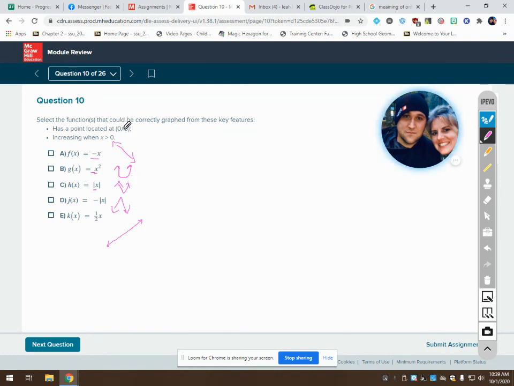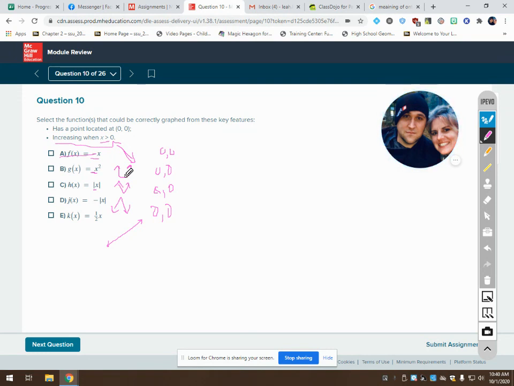Okay, the other thing is which has a point located at 0, 0. Well, if I plug in a 0, I get out a 0, so that's good. Plug in a 0, I get out a 0. Looks like all of these, if I plug in a 0, I'm going to get out a 0. So really the only thing to consider is has an increasing value when x is greater than 0. Well, if I look at this one's going down. So it's not increasing for values of x greater than 0. So it can't be that one.